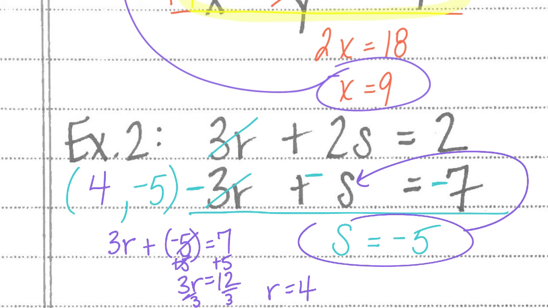So the ordered pair, 4 and negative 5, should fulfill both the top and the bottom. And it's always a good idea to check. So I'm just going to check 3 times 4 plus 2 times negative 5 is equal to 2. Is 12 minus 10 equal to 2? It is.